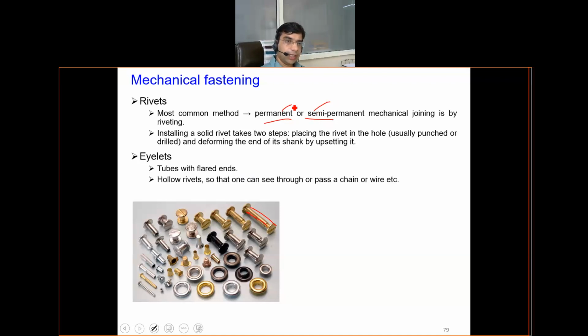Then there are eyelets also being used, which are tubes with flared ends. Such objects, where you see these eyelets, you can pass a hollow rivet or chain through them. These are known as eyelets, which are provided for joining processes.